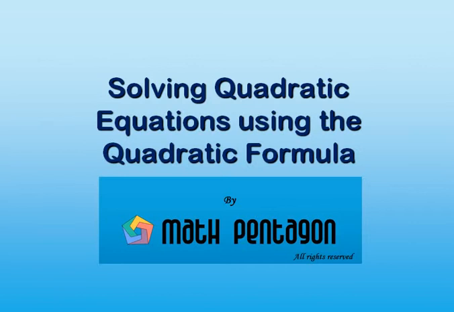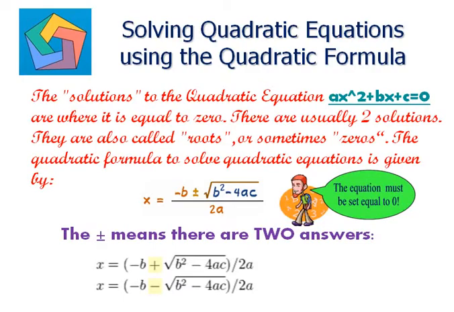Hi, today we are going to learn about solving quadratic equations using the quadratic formula. Let's first of all learn what a quadratic formula is. The solutions to the quadratic equation ax squared plus bx plus c equal to 0 are where it is equal to 0. There are usually two solutions. They are also called roots or sometimes zeros.